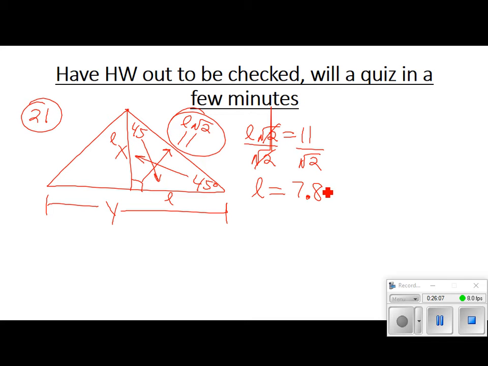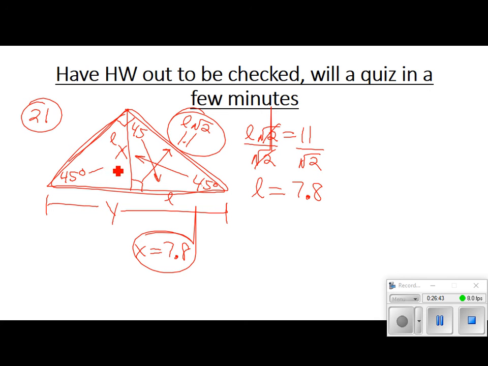If that's 7.8, how long is X over here? 7.8, so that's one of our answers. X equals 7.8. Then they wanted us to find Y. If that is 45 degrees, what's this angle over here? 45. This one up here is 90, sorry, I forgot to mark that. So the big triangle is also what kind of triangle? 45, 45, 90. And we know that this side is 11.